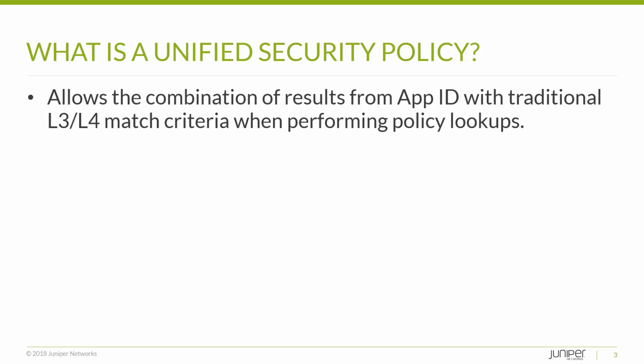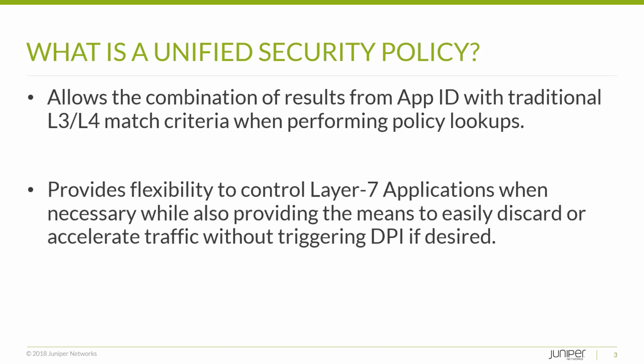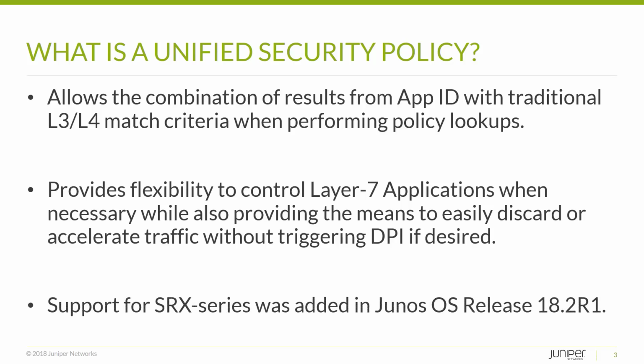Simply put, it allows you to combine the results of App ID along with your traditional match criteria when defining security policies. What's unique to the SRX in the Next-Gen Firewall space is the flexibility it provides when defining policies. If you need the SRX to treat a particular rule like a Next-Gen Firewall would, you can do that. But if you simply want to drop traffic efficiently without triggering any DPI, or if you want to accelerate trusted flows, you can do that too without any additional configuration or heavy-handed override functions. And most importantly, support for unified policies was added to the SRX in 18.2 in June 2018.